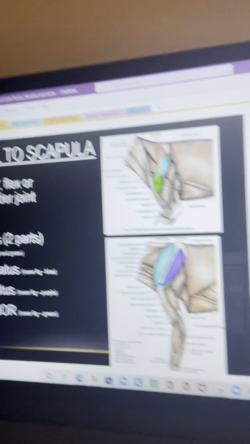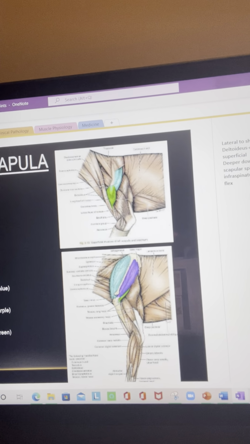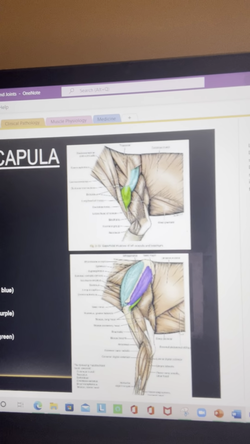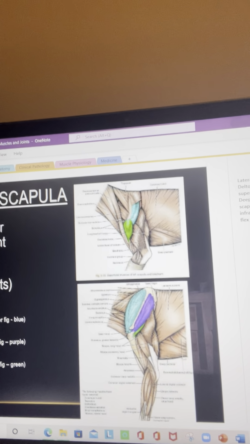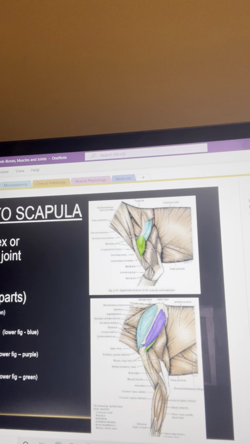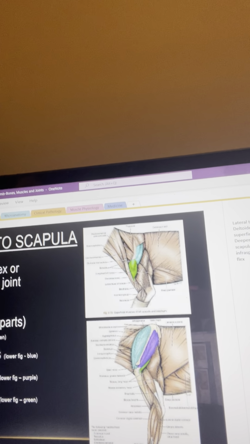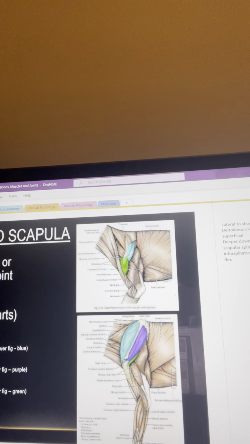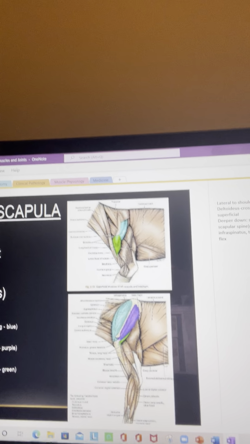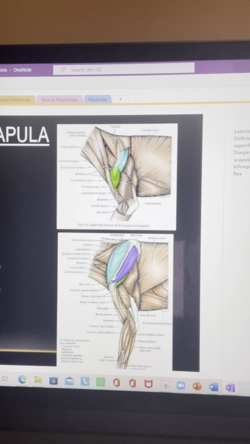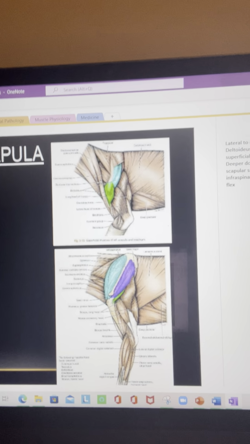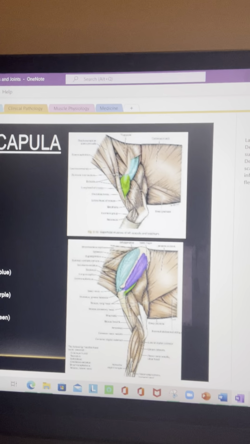These are all lateral to the scapula. So the deltoideus is up here. This is the blue and green region. And then we have the teres minor here. And then we have the supraspinatus, which is, of course, the top one because supra means the top. And then infraspinatus is the purple, which means the bottom. And then we have our teres minor, which is that little green muscle down there.